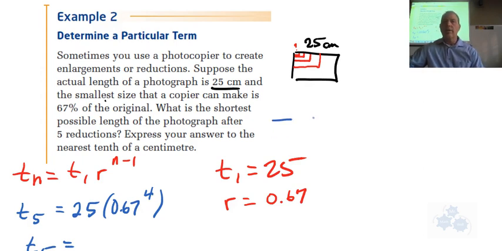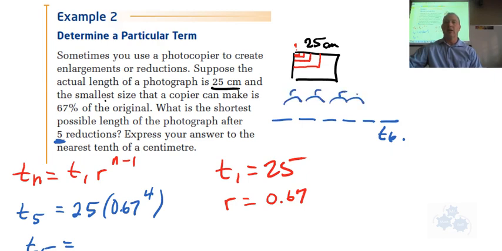So let me see here. So after 5 reductions, so that's 1, 2, 3, 4, 5 reductions. Okay. So I think after 5 reductions actually is the 6th term, guys. So I guess instead of the 5th term, we need to actually go to the 6th term. Okay. So what's the shortest length after 5 reductions? So that is times r, times r, times r, times r, times r. So it's actually the 6th term. My bad. Okay? So that's a good note. We'll have to read that carefully for sure. But we actually want the 6th term. And then this would be 5.